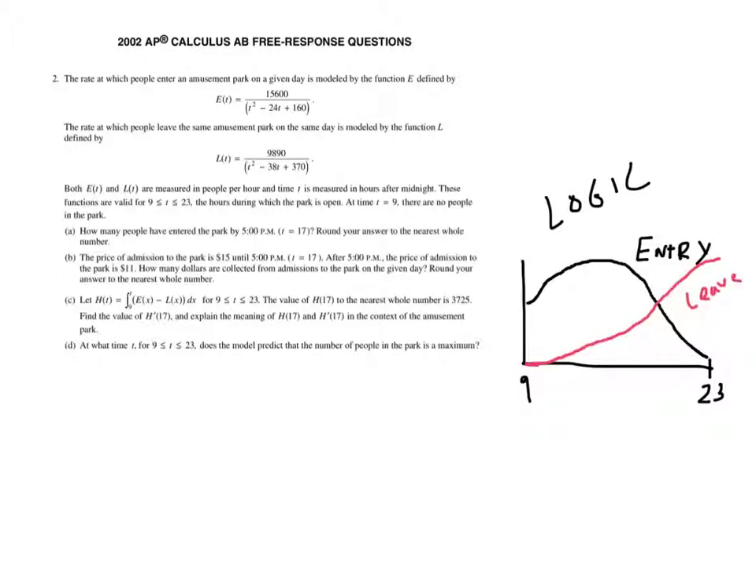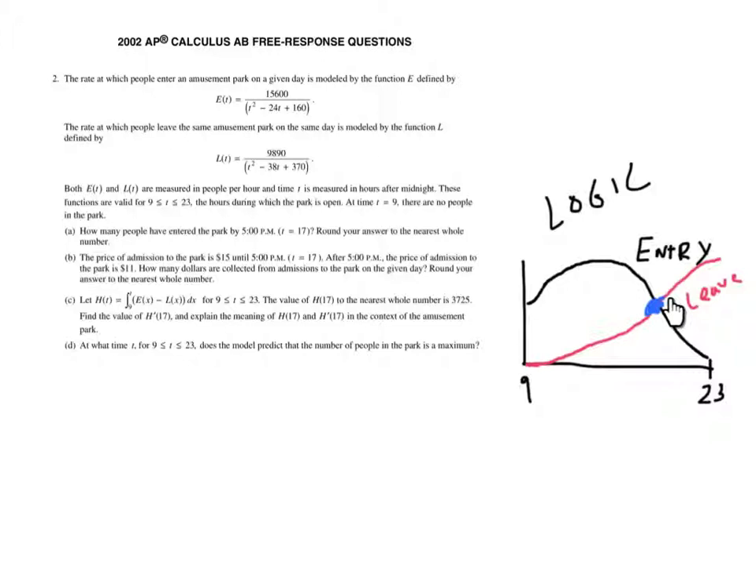logically, doesn't it make sense that the maximum amount would occur when these two things intersect one another? Because as long as the rate of entry is bigger than the rate at which people are leaving, more and more people are coming into the park. But at this point, this blue dot, now more people are leaving than entering. So the amount of people that we have in the park is decreasing. So it's at the intersection point.